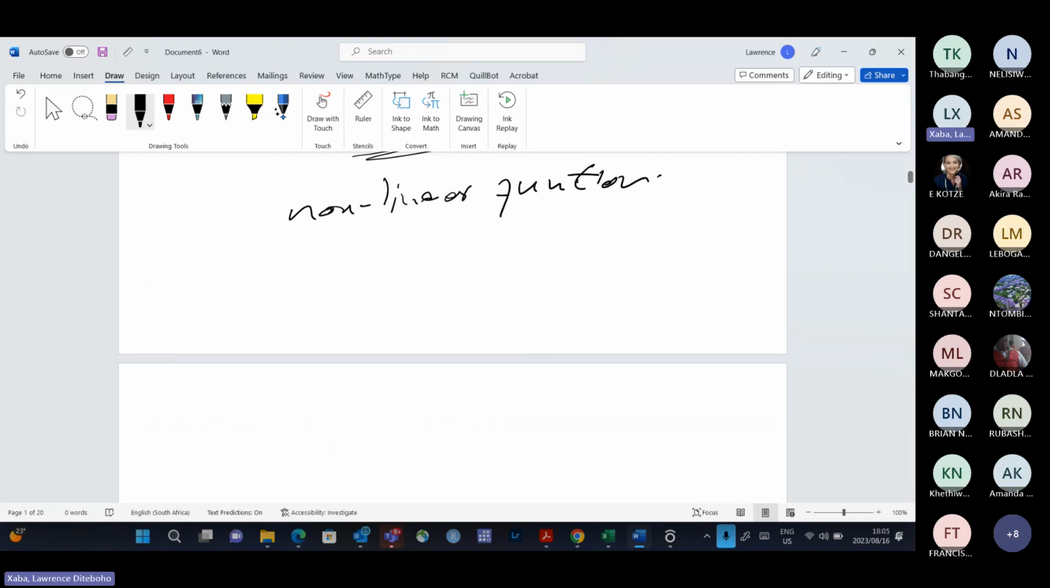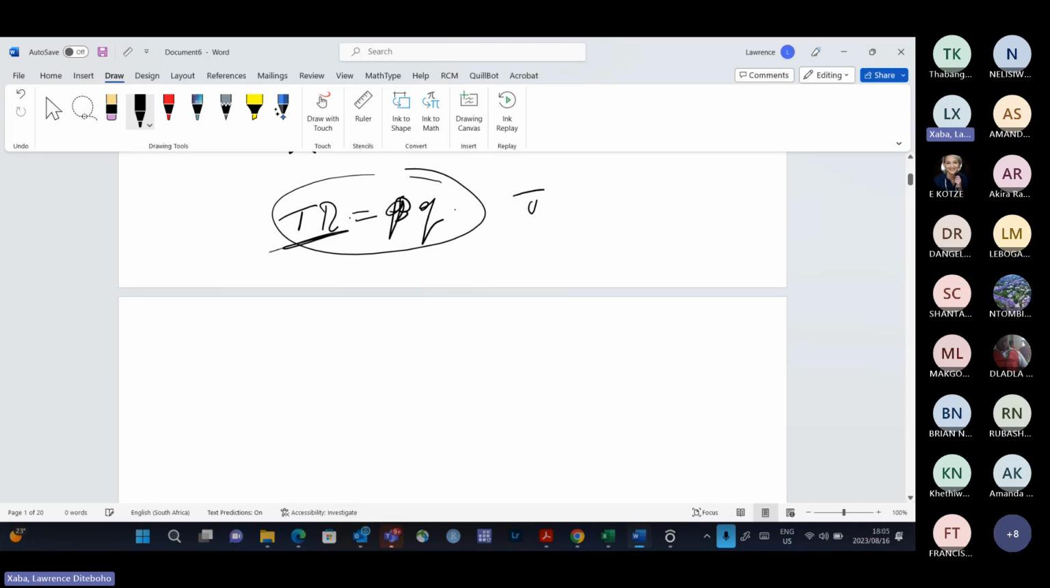Because these are still the same compared to the previous session, if you remember, we had equations like this, where we said TR equals P times Q. We are still going to apply that if we're interested in finding the total revenue. And we still have our TC, which is the same as in the previous session.